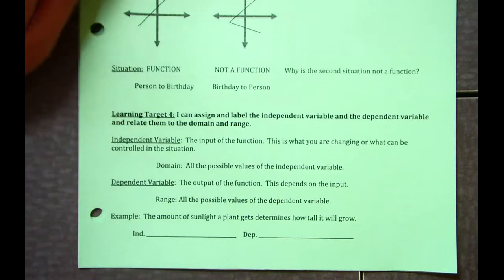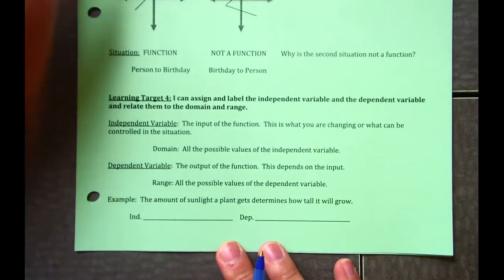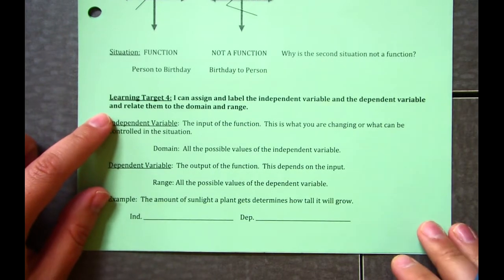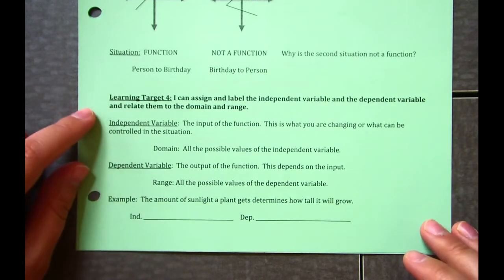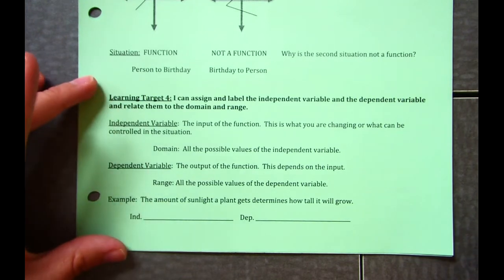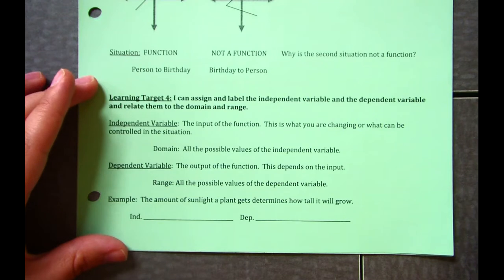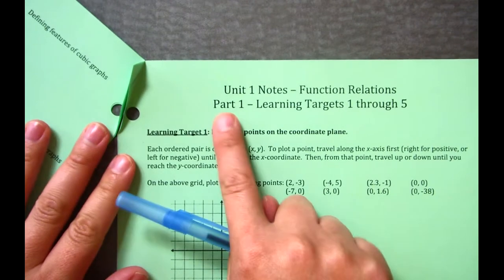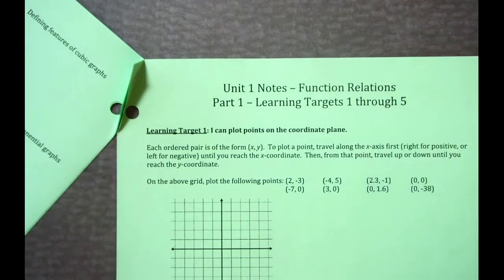Today we're going to look at learning target 4, which is to assign and label the independent variable and the dependent variable and relate them to the domain and range. Now you can find these at the bottom of the front of the second page of your notes, the first part where it says learning targets 1 through 5. We're going to look at learning target 4 today.